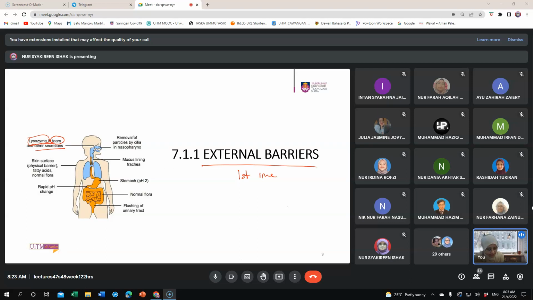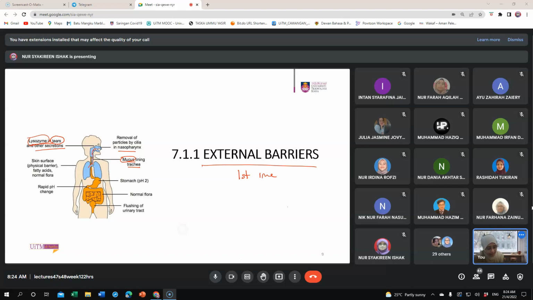And then you have removal of particles by cilia in the nasopharynx. In your nasal cavity, there are cilia that serve to trap the pathogen from entering deep into your respiratory system, into your trachea, for example, and prevent the entrance of the pathogen into the lungs. And then the trachea also has a mucous lining. The lining produces mucus to trap the pathogen that tries to enter into the lungs with the air that you breathe in. The air that you breathe in obviously contains many contaminants, many pollutants.